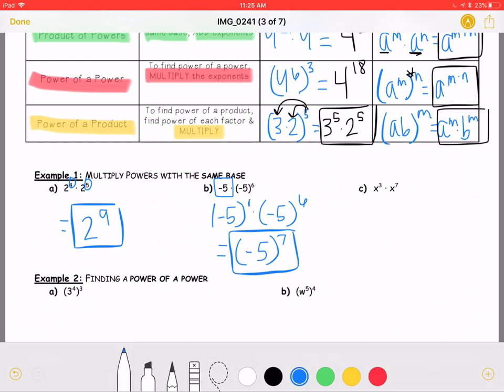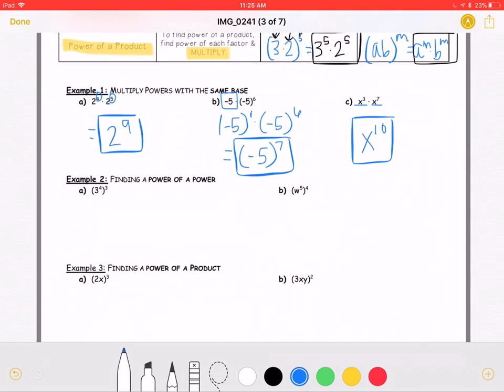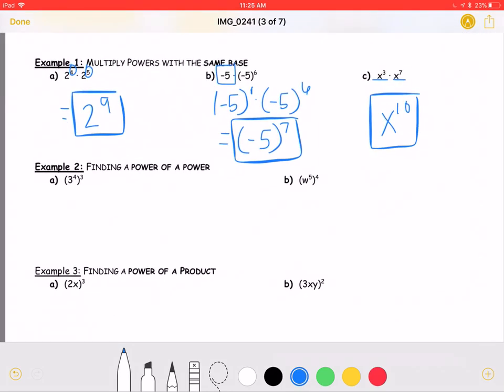And our last one, we have that same base, so keep your base, product of our powers. So we're just adding our powers together. 3 plus 7 gives us 10. You're basically figuring out how many total of the base do you have. You're adding them together.